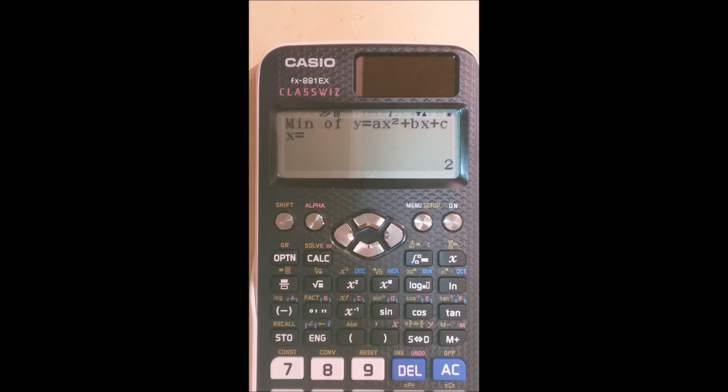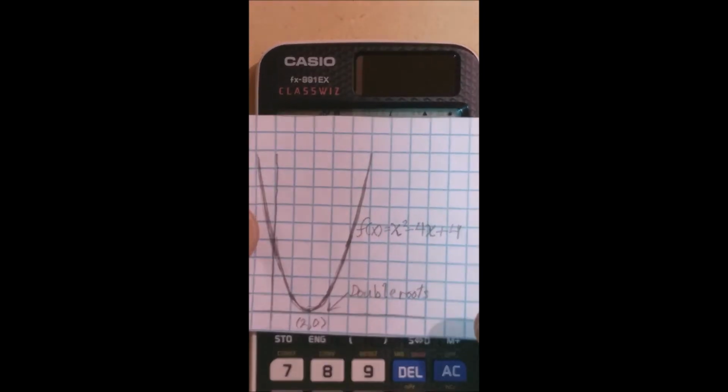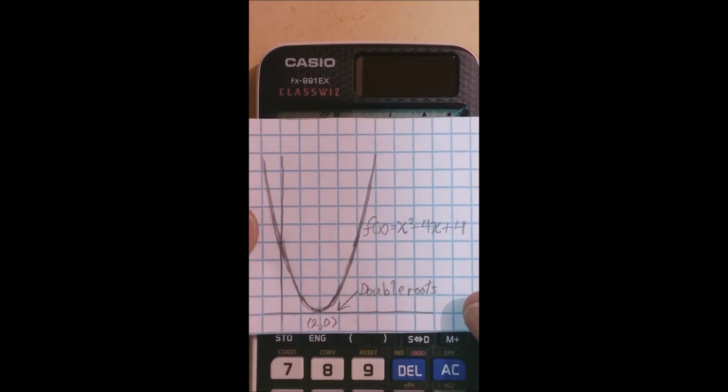Okay, it says the minimum of y is located at 2. Here we go, let's take a look at it. The minimum is located at 2. And there you go, there's the graph of x squared minus 4x plus 4.